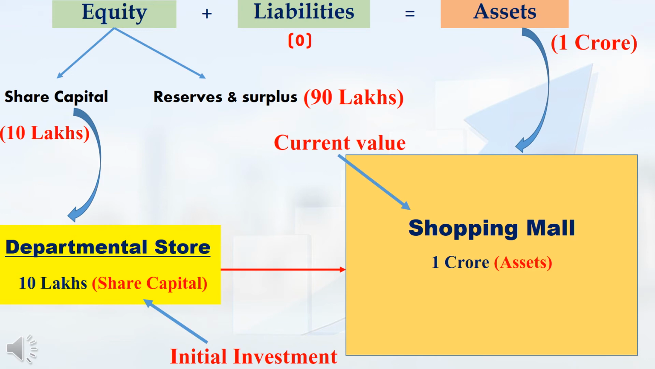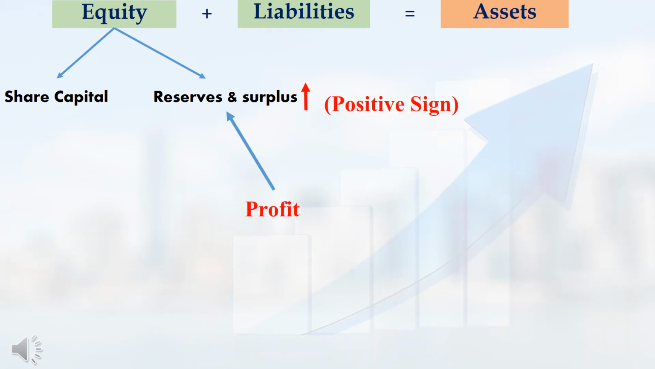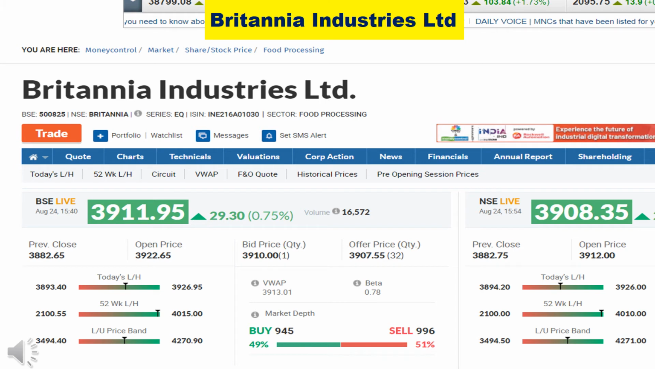From this example, you can easily understand what is share capital, what is reserves and surplus, and what is total asset. At the end of every financial year, all the company's profit will be added to reserves and surplus. So, if any company's reserves and surplus is increasing year by year, that is considered a positive sign. Where to check this reserves and surplus data, we will see now.